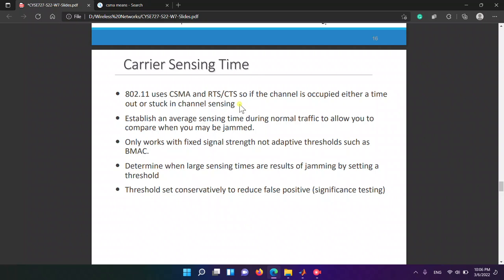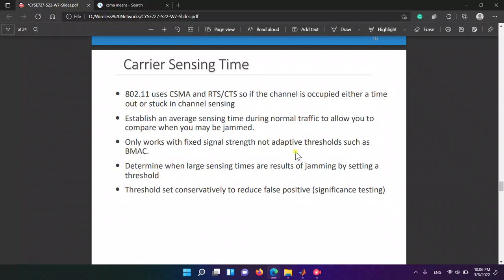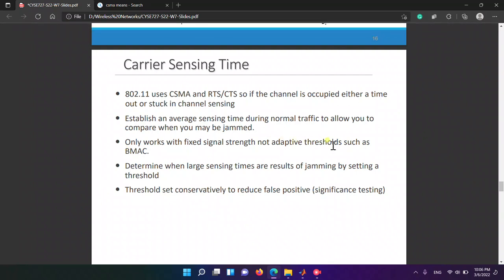طيب هلا establish an average sensing time during normal traffic to allow you to compare when you may be jammed. Only works with fixed signal strength, not adaptive thresholds such as BMAC. Okay, so احنا درسنا من اول ال BMAC هو ال adaptive thresholds اللي هو بتغير حسب ال noise. Okay, فهذا اللي درسناه فوق. فبيقولنا انه ال carrier sensing time ما بيشتغل لما يكون عندنا كتير variability, بس لما يكون عندنا constant signal strength, which makes sense.